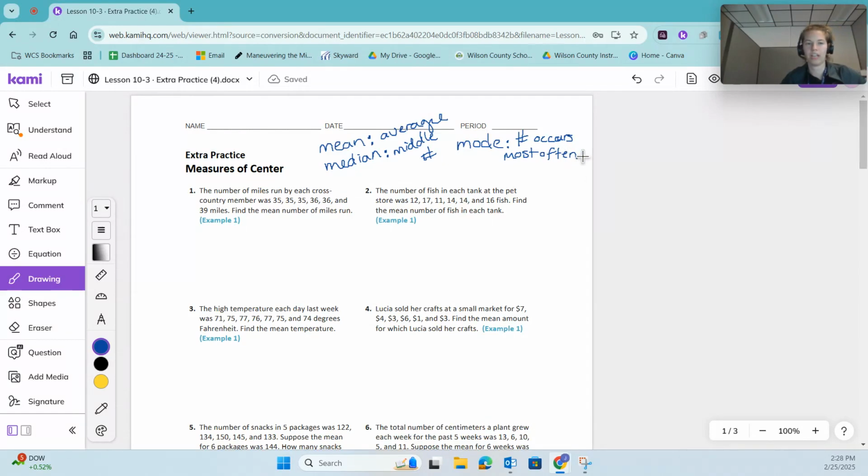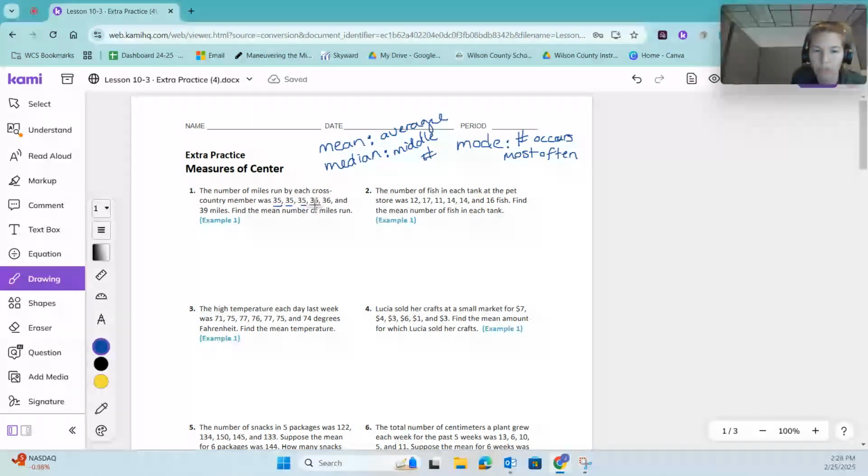So let's take a look at a couple of these. The number of miles run by each cross-country member was 35, 35, 35, 36, 36, and 39 miles. Find the mean number of miles. So we're finding the average. In order to find the average, we're going to add up all of our numbers and then divide by how many data points we have.